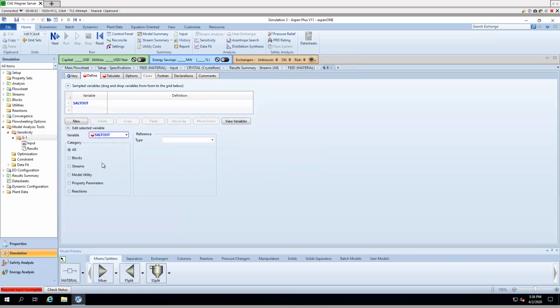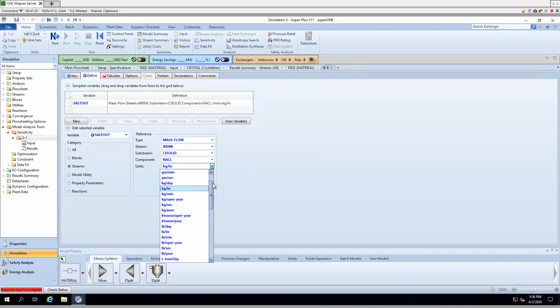So now we're going to go to streams. I guess it unselected it. Go under streams, reference type, and we want another mass flow. We want to see how much salt is leaving the system in solid form. So mass flow. The stream was our brine, so our output, remembering that solids are only ever handled in the CI solid substream. And we want sodium chloride, the only solid we have in the system. Again, we want it in units of grams per second. All right, that is this one done.